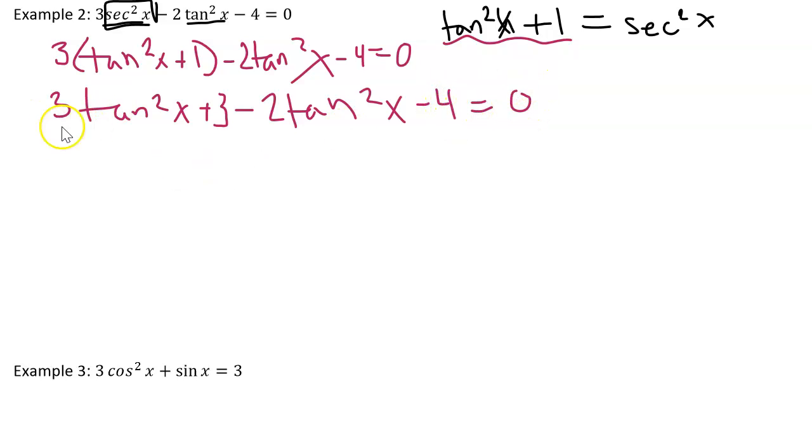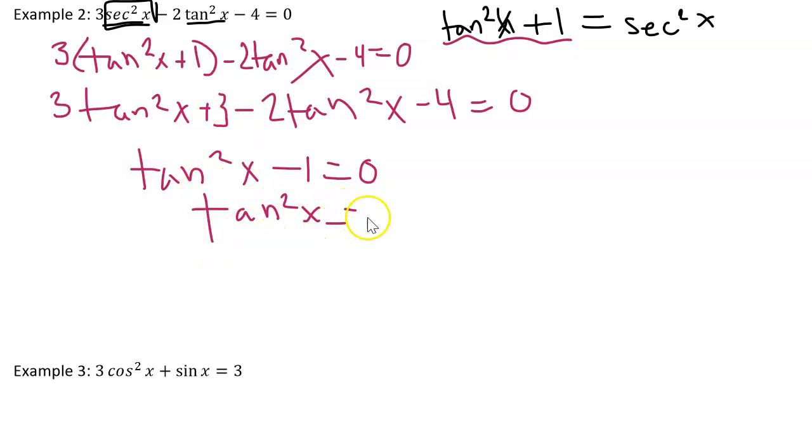Combine like terms. We can add 3 tangent squared x and -2 tangent squared x and just get tangent squared x. And then 3 combined with -4 is -1. The nice thing about this one is that even though it's squared, I don't have to factor it, because the tangent is the only x in the entire problem. That means I can just add 1 and then square root both sides.